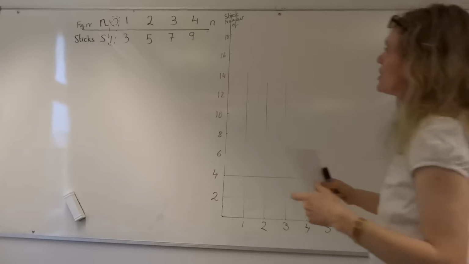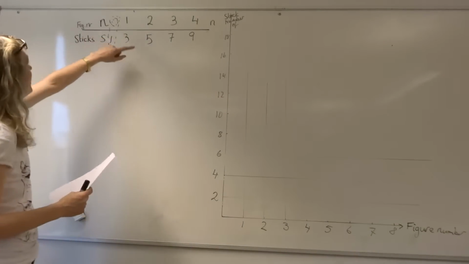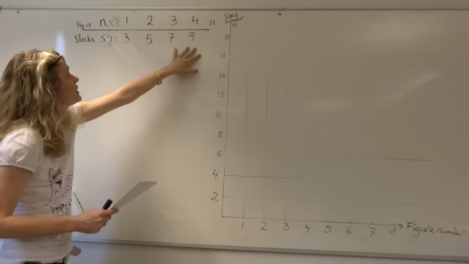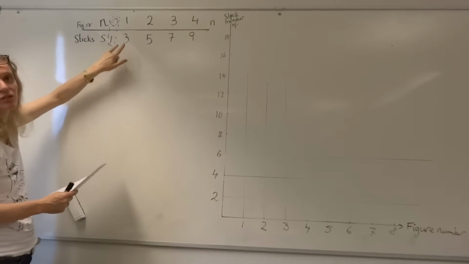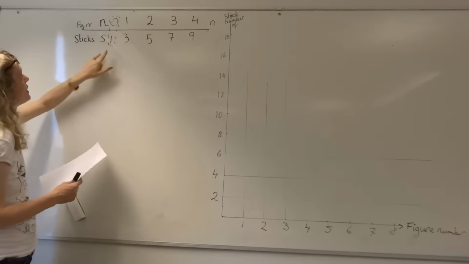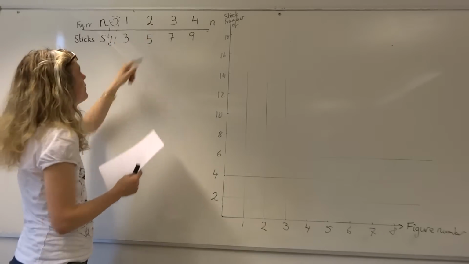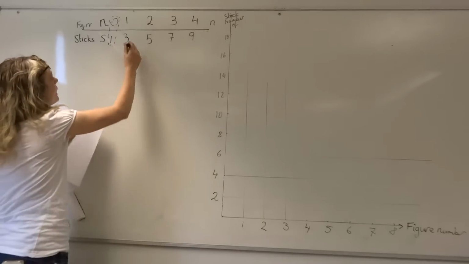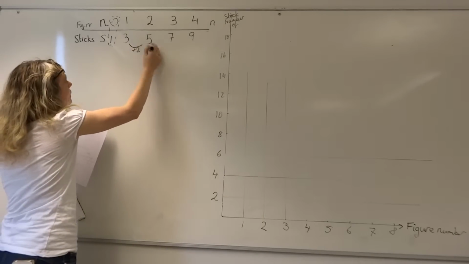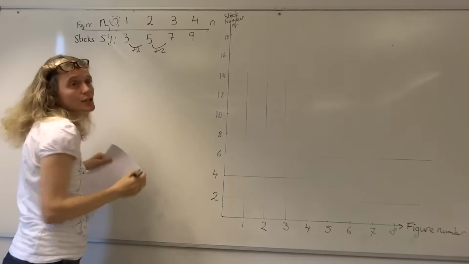Okay, so we have a question in the book where we are given the number of sticks for a different series, and you're asked to just fill in the series. Figure number 1 has 3 sticks, figure number 2, 5, 3, 7. So we can easily see the interval here. This interval here is extremely useful.